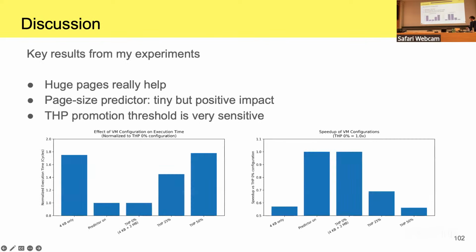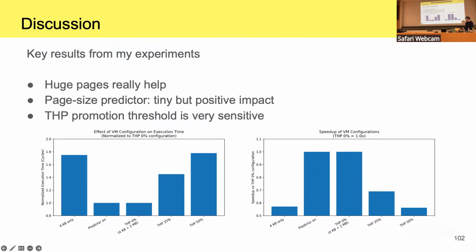And what I got, the key results from my lab were that huge pages really help. Switching from 4 kilobytes only to a mixed 4 kilobytes plus 2 megabytes gave about a 1.75 times speedup, while the L2 TLB MPKI dropped from 70 to 59, and total page table walk time shrank by 93%.